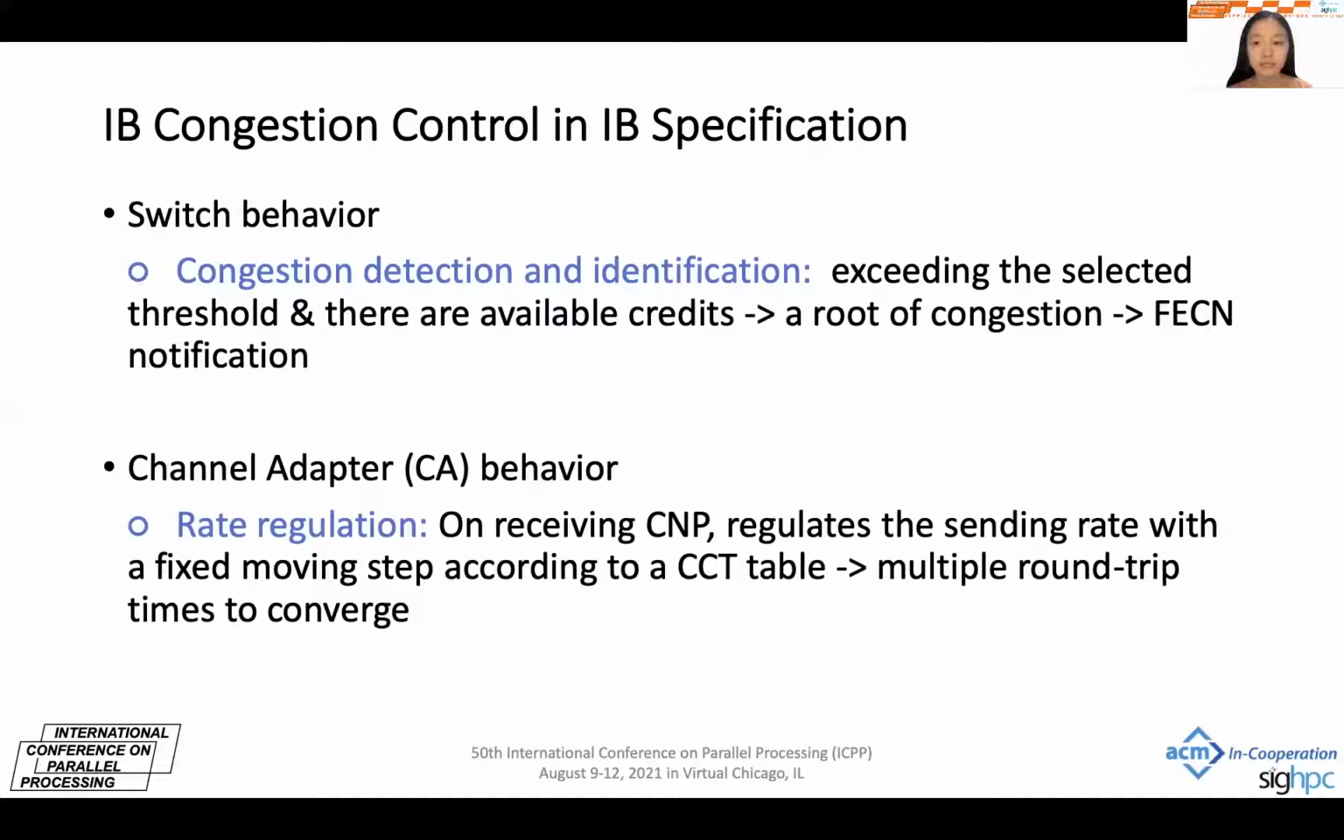The CA is responsible for rate regulation. Once a congestion notification packet is received, the sending rate is regulated with a fixed step according to a CCT table. So IBCC usually requires multiple round-trip times to converge to the desired rate after the congestion is detected.